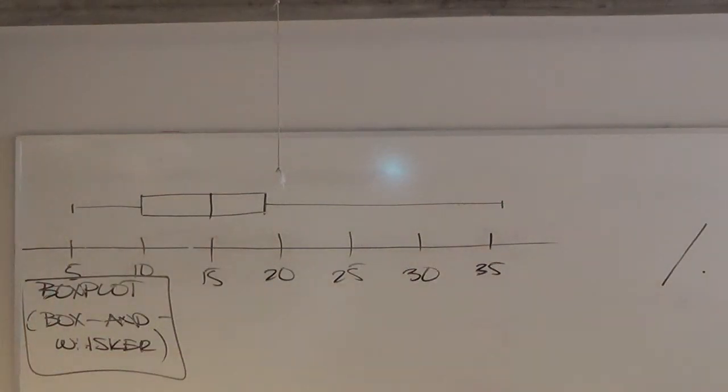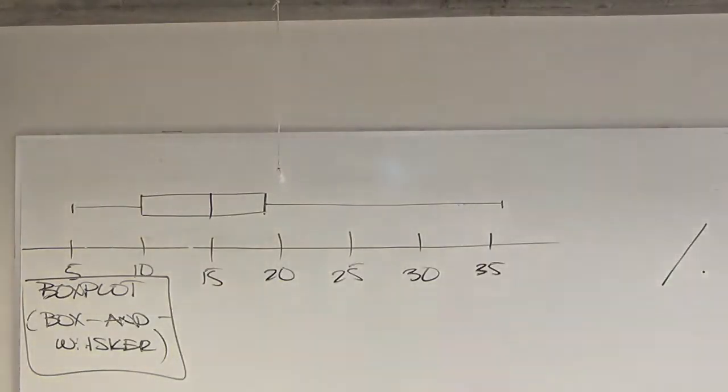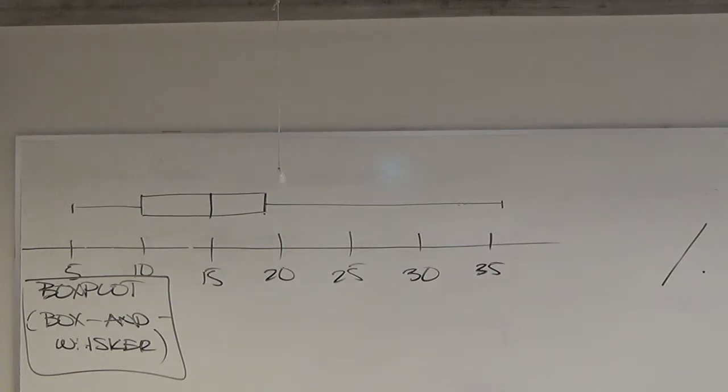So, the question is, why do we bother putting the box up there? Why do we bother putting that box around from 10 to 19? Because that's the middle. Isn't that where most of the data is? Define most. 50%? The middle 50%, exactly. So now you've got different 50%, don't you?